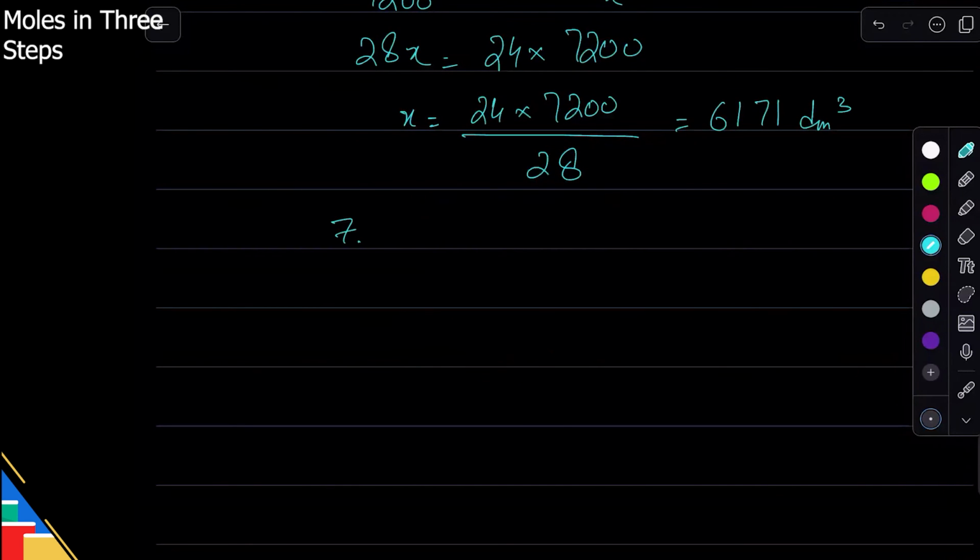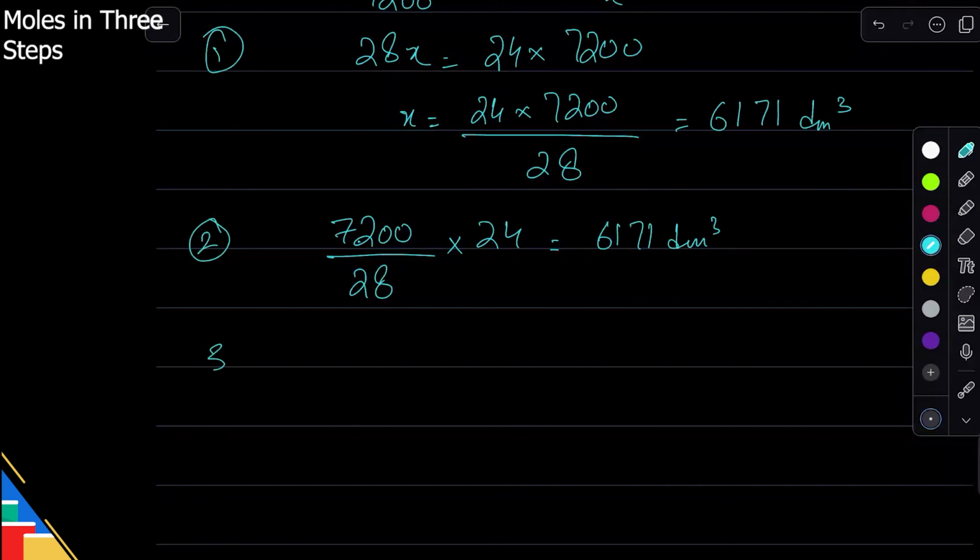Mass है ना 7200 है. Moles conversion factor: to convert to moles divide by MR, and then conversion factor to convert to volume, multiply by 24. See, कोई ज़्यादा सोचने की ज़रूरत ही नहीं. We do it, we'll get the same answer. So this is the second method, this is the first method.